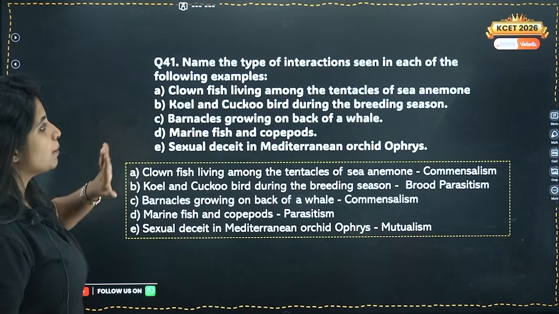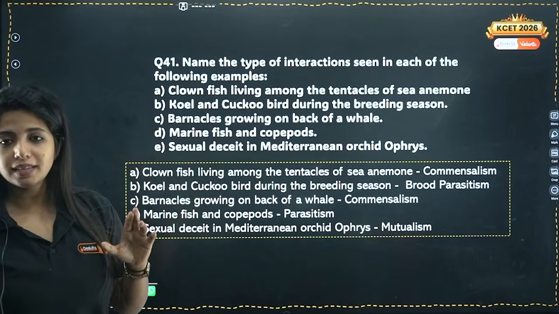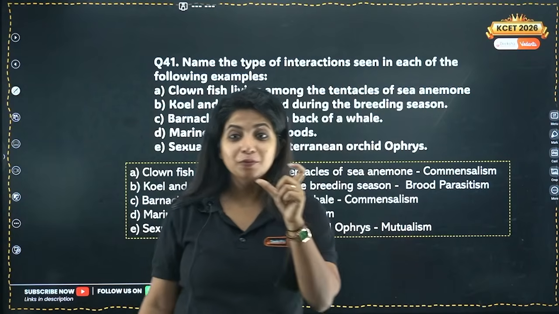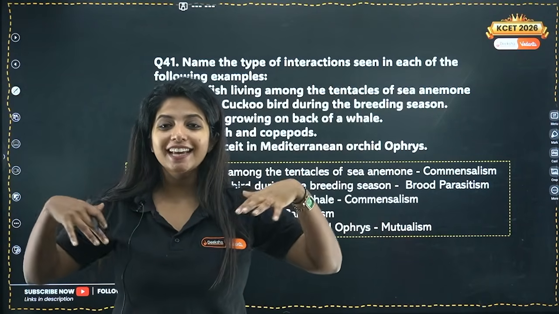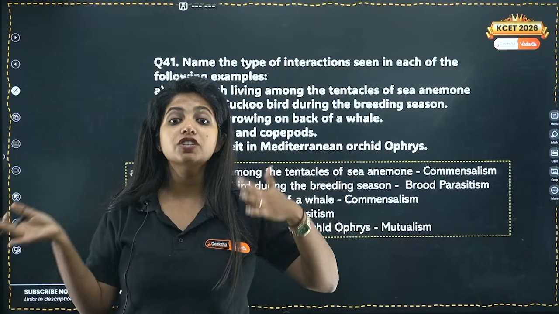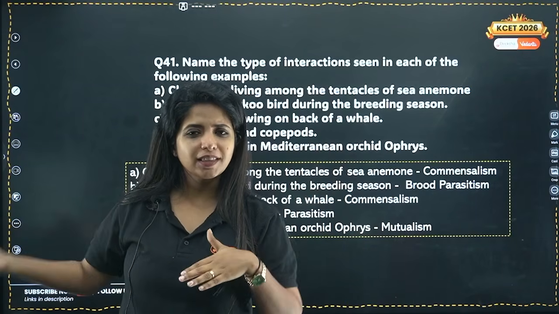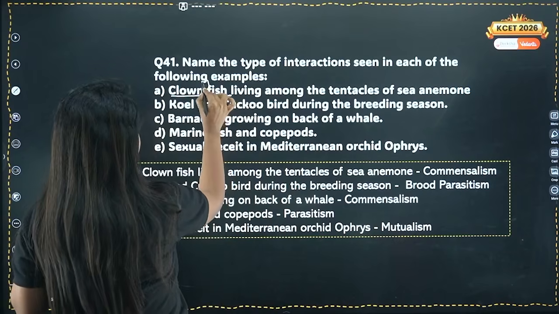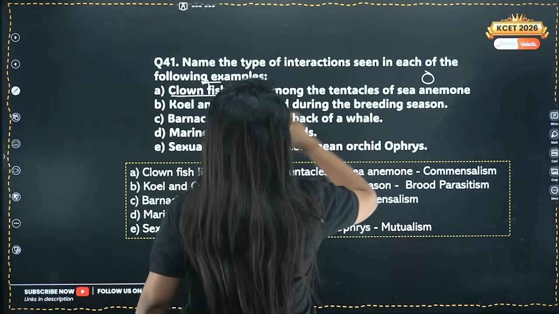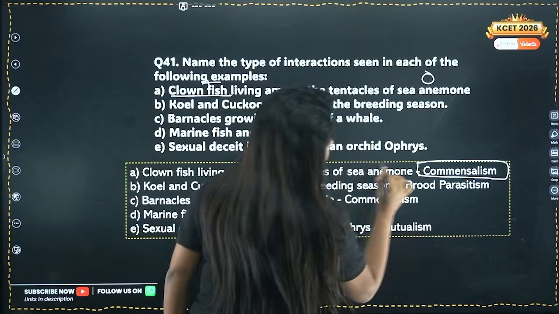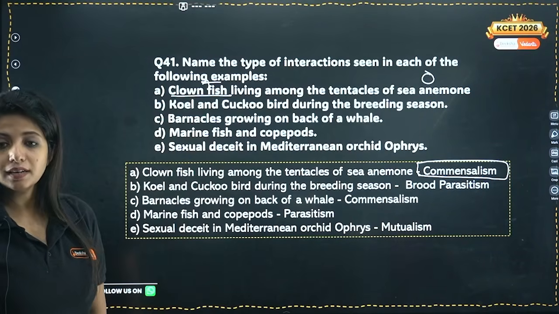Now, name the type of interaction seen in each of the following examples. Clownfish living among the tentacles of the sea anemone. So, finding Nemo fish, right? It is going to stay in the tentacles of the sea anemone. Tentacles of the sea anemone provide protection to the clownfish. Does the clownfish give anything back to the sea anemone? No. So basically, can I say that this is getting the benefit, this is neither getting benefited nor getting harmed? So what type of relationship is this? This is known as commensalism.